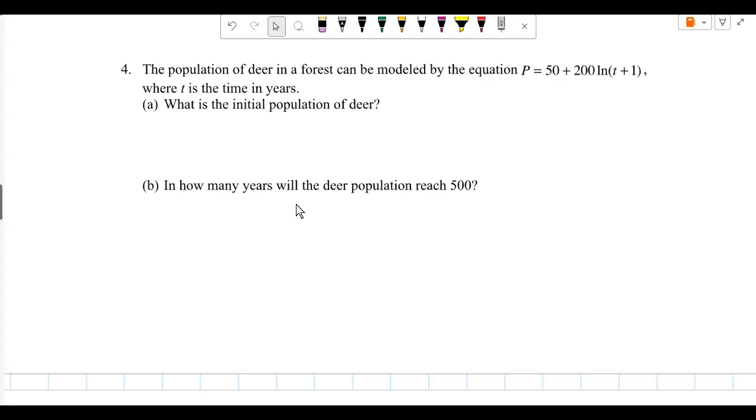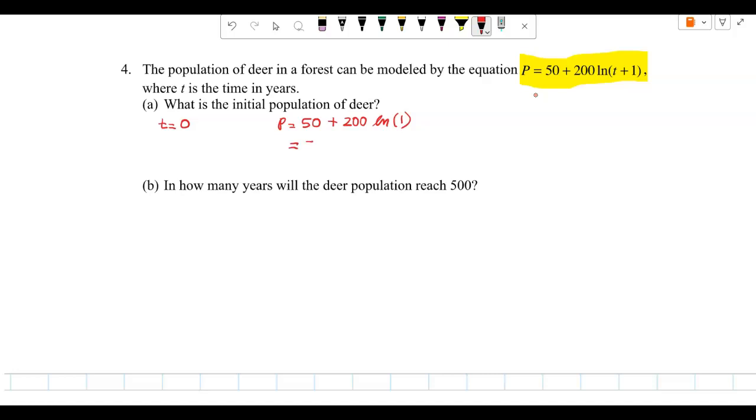The population of deer in a forest can be modeled by the equation P is equal to 50 plus 200 ln(t plus 1), where t is the time in years. What is the initial population of the deer? This is when time is 0. Wouldn't it just be 50? But always put it in the model. So t is 0 plus 1.